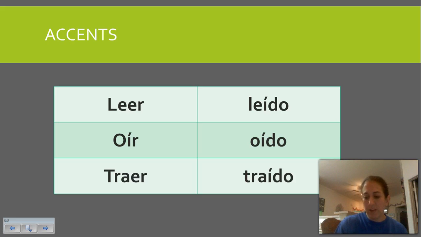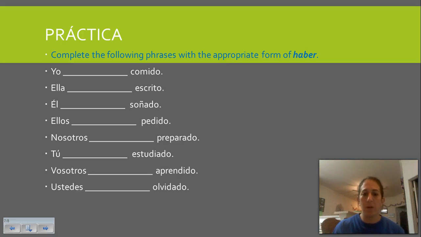So, now it's time for you, make sure you've got those on your notes, but now it's time for you to practice. I've got 2 practice activities for you. The first one, we're practicing with our verb haber. So I would like for you to go ahead and complete the phrases with the correct form of haber. So go ahead and hit pause and do so now. Okay, let's see how you did.